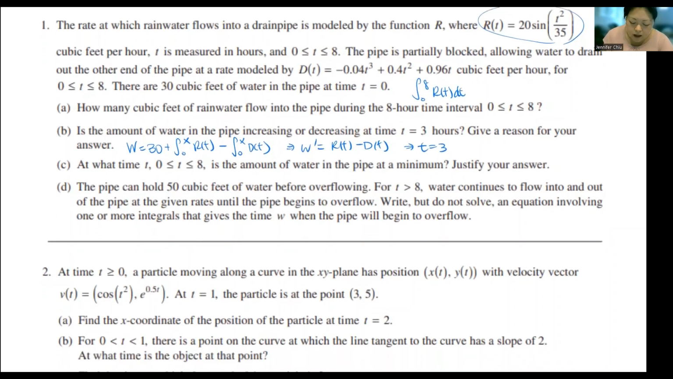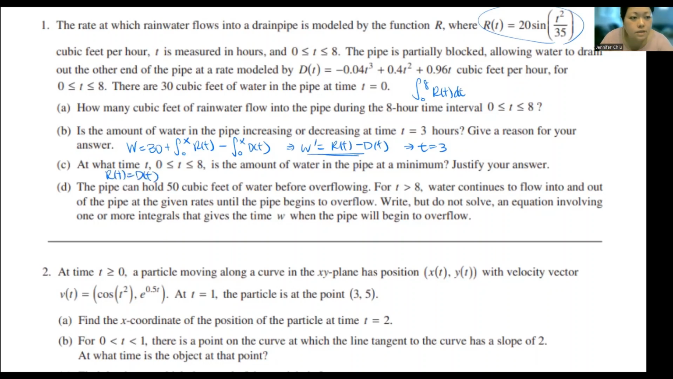Okay. Part C, at what time between 0 and 8 is the amount of water in the pipe at a minimum? So you're looking for the minimum of this, right? So when you're looking for the minimum, you take the derivative and set it equal to 0. We have W prime right here, set equal to 0. So basically, it's when R of t is equal to D of t, right?